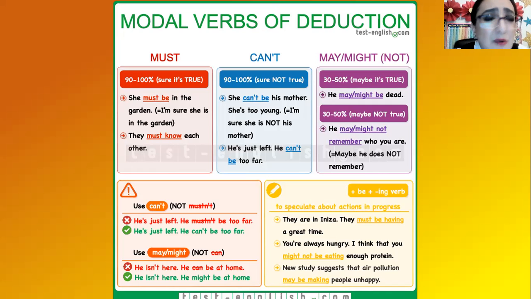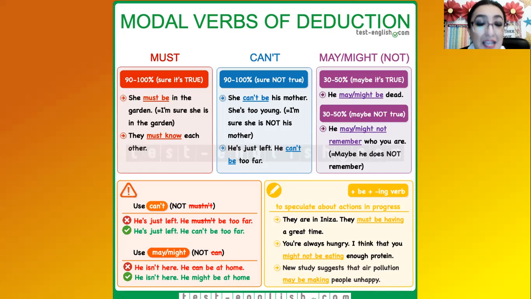También el can't, acuérdate todos los usos que tiene. He's just left. He can't be too far. Él no puede estar muy lejos. Sale must, no lo vamos a utilizar para negar ahí, porque acuérdate que must es sobre todo para obligaciones o cuestiones un poco más fuertes. Si tú dices, he mustn't be too far, no debe estar muy lejos, lo estás haciendo como tipo obligación.